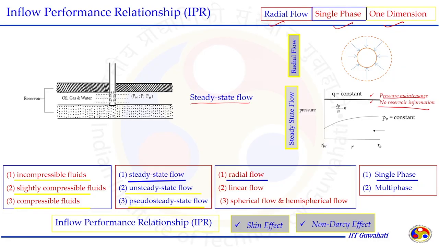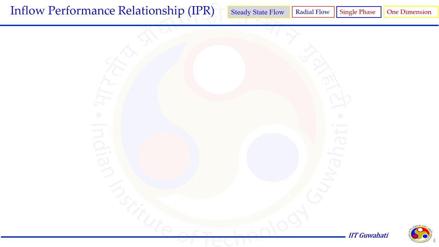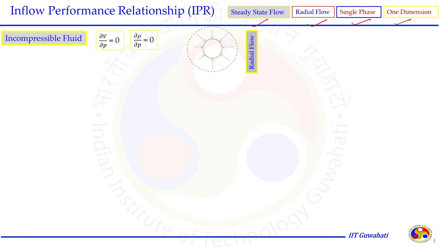In this case, no reservoir information is obtained with respect to flow condition because the flow is constant and the pressure is also not changing. So the properties of the reservoir, and how the flow is happening within the reservoir, cannot be obtained. So let's start with one-dimensional single phase radial flow, now in the steady state flow condition. This is radial flow for the incompressible fluid, and the basic IPR form of the equation that we derived in the previous lecture can be the starting point to discuss the particular case of the incompressible fluid.